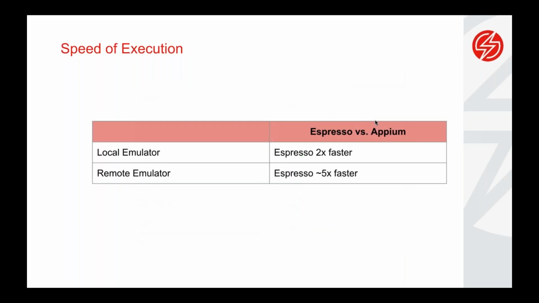Another important factor is speed of execution. Getting results fast, getting the feedback fast is a really critical thing while testing your app. Now, on my local emulator, the same test, the Espresso test, ran twice as fast as an Appium test. Now, when you move your Appium tests into the cloud, or you're leveraging some infrastructure, it does slow down the test a little bit because of just the way Appium works under the hood. So in these situations, Espresso is much faster than Appium. It could be up to 4 or even 5x faster than Appium.